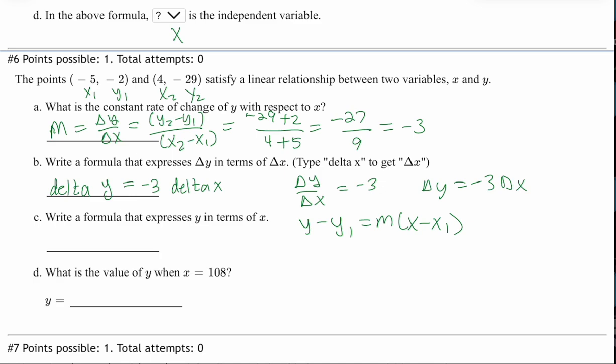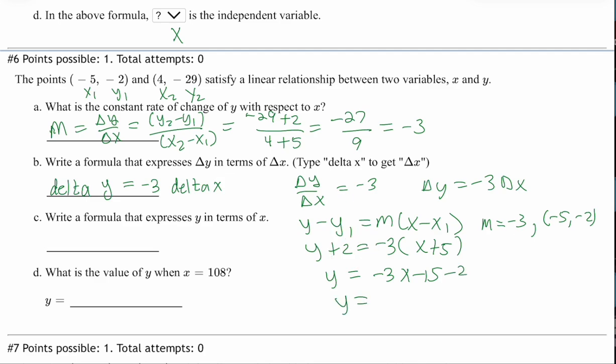So we have 2 points to choose from. It doesn't matter which. I'm just going to use the slope I got, negative 3, that constant rate of change, and my point, negative 5, negative 2. So we get y plus 2 equals negative 3 times the quantity x plus 5. Now, if we want to solve that for y, we need to distribute the negative 3 and subtract 2 from both sides. So our equation is y equals negative 3x minus 17.